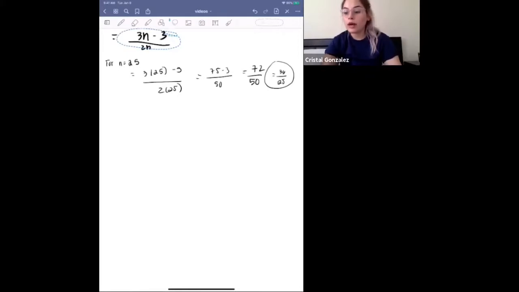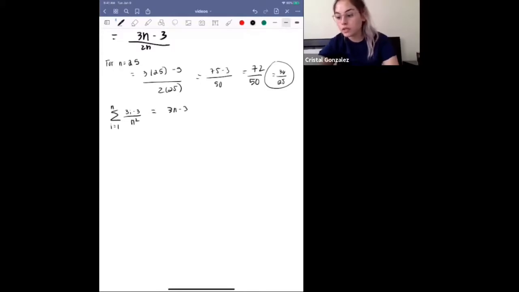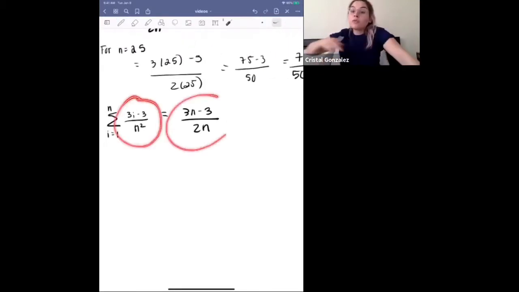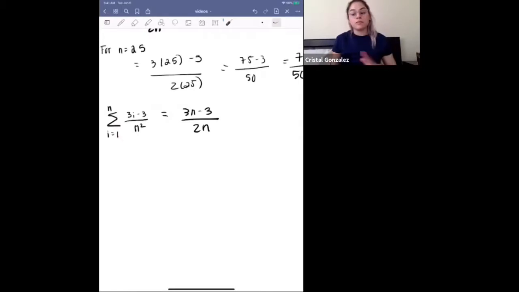So now we know that the sum, as i goes from 1 to n of 3i minus 3 over n squared, is equal to 3n minus 3 all over 2n. So we just found out that the formula to evaluate this is this, and now we can do it for any n. It doesn't matter what n is. If I tell you do it for n equals 3, n equals 10, n equals 11, n equals 1,000, n equals 10,000, you can do it, just plug it in.